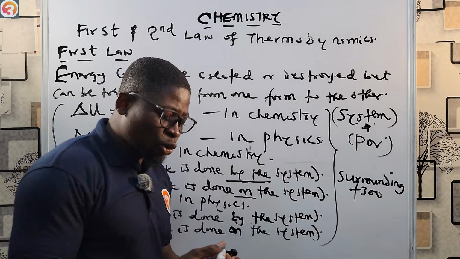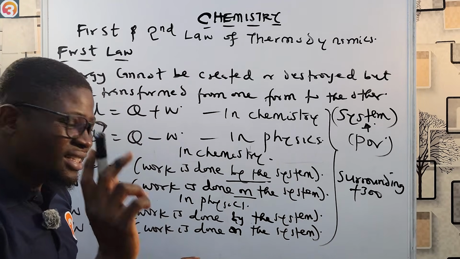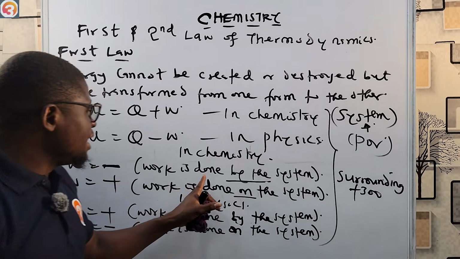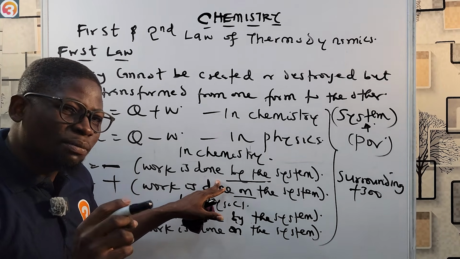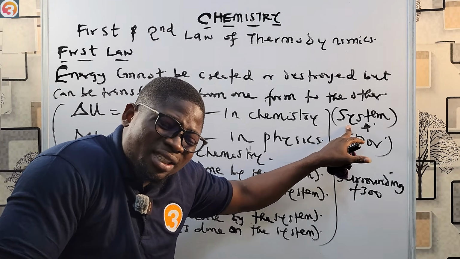Let's say 300 joules is what you are losing, because the surroundings are gaining the heat. That is why in physics we say that when work is done by the system, it is positive. But here, it is negative in chemistry because our point of view is the system itself. You are the one that is losing the energy.